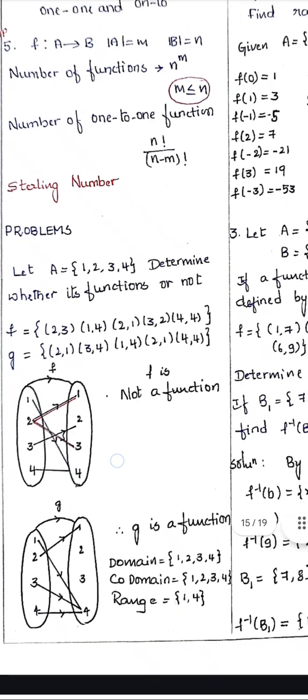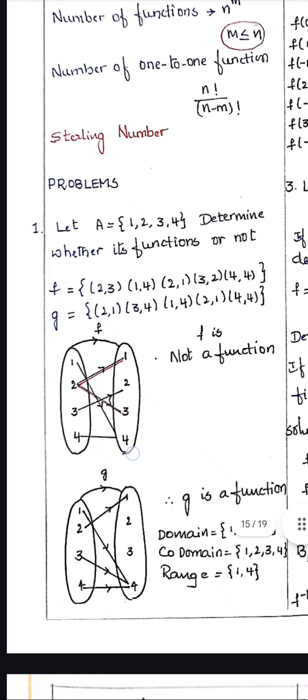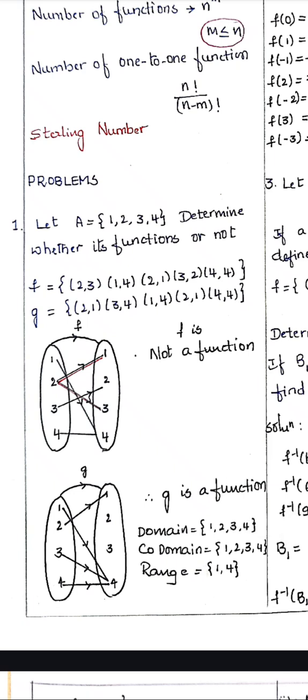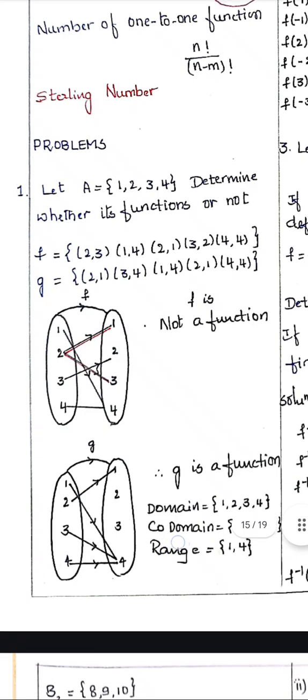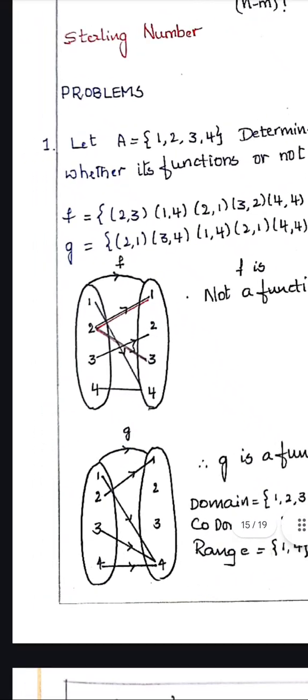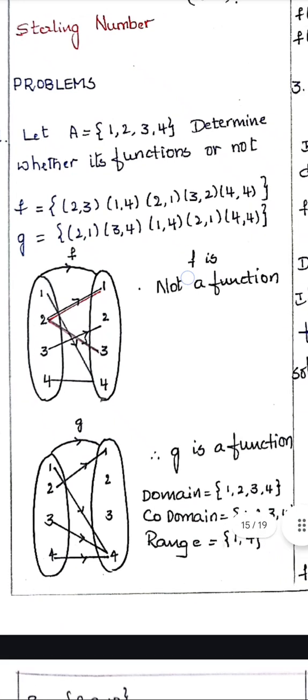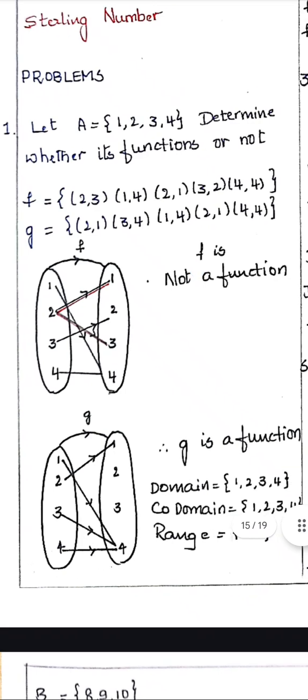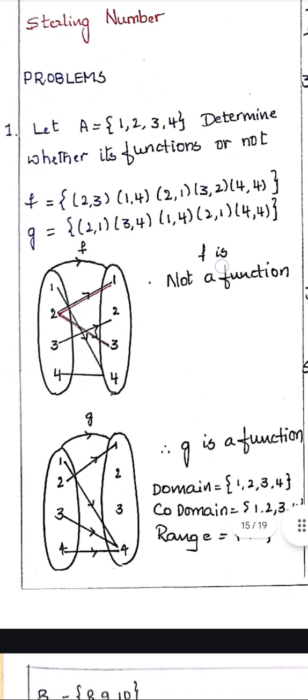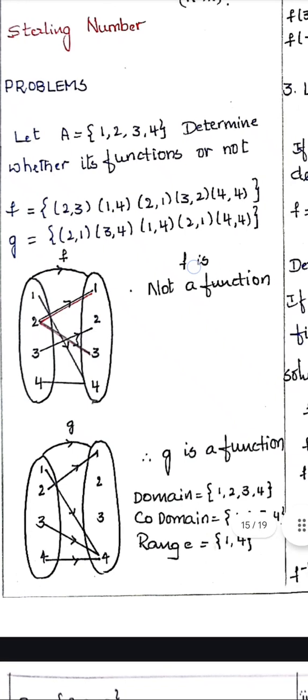Now we'll start solving this problem. Let A be {1, 2, 3, 4}. Determine whether these are functions or not. Let f be {(2,3), (1,4), (2,1)} and so on. Here we have to draw the function diagram, domain and range. 2 is mapped to 3 as well as 1. So 2 is having two images, which is not a function.